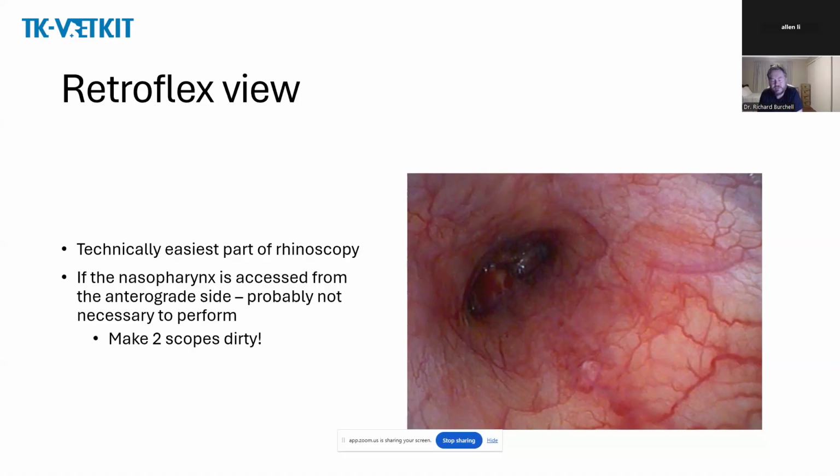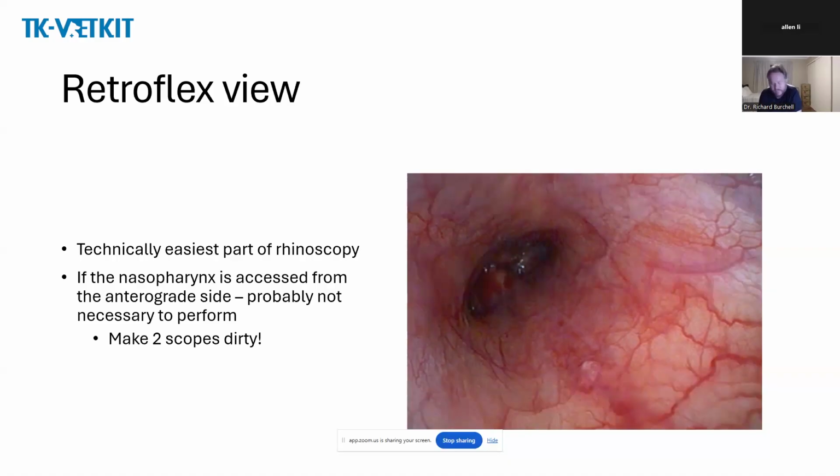Okay, so it's technically the easiest, but if you can access the nasopharynx from the anterograde side, in other words, we'll get onto the anterograde rhinoscopy now, and that's where you put a scope into the nostril and then go into the back of the nose. You should, in most cases, be able to pass the scope through from the nostril into the nasopharynx. And if you've done that bilaterally on both sides, you've probably adequately visualized the nasopharynx. And in that case, I won't get two scopes dirty.